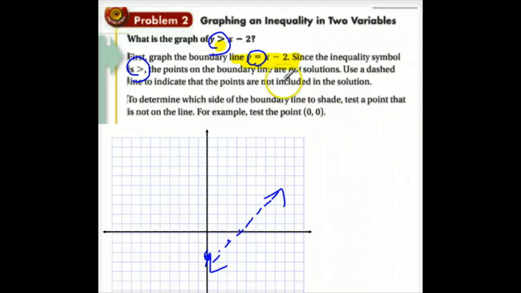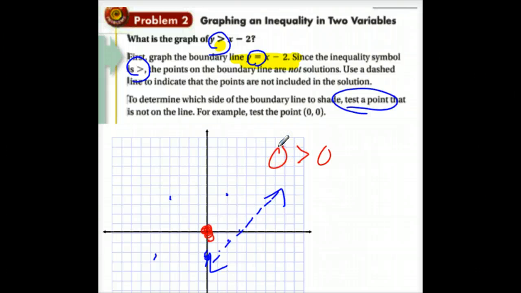Now the only other part is we need to shade all of the solutions. To do that, we need to test a point that is not on the line. I could use any point that doesn't fall on my line. The easiest one to do, and I recommend you always do it, is the origin. The origin happens to not cross the line, so I'm going to use that as a possible solution. 0, 0 are the easiest numbers to work with in equations. So I'm going to put 0, 0 into my inequality.